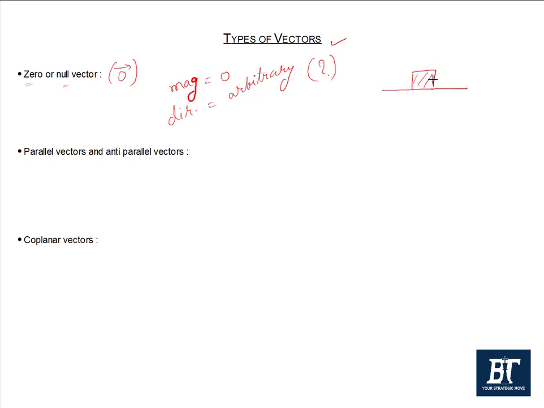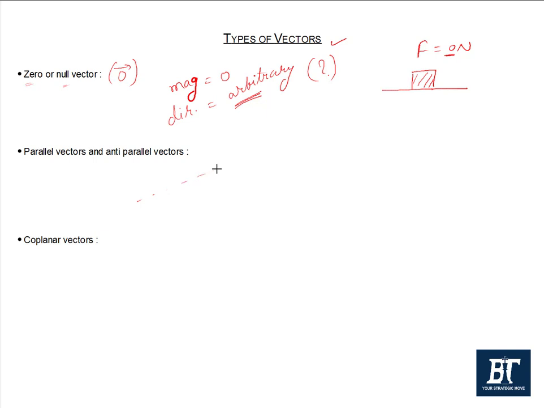So we have a block and we are exerting a 0 Newton force on this block. In reality we are not exerting any force on this block, but we can say that we are exerting 0 Newton force in the east direction, or 0 Newton force in the north direction, because it won't make any difference as we are not applying any force on this block. So we can take any arbitrary direction to define this vector.